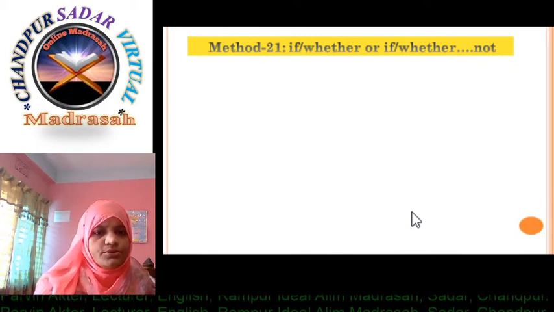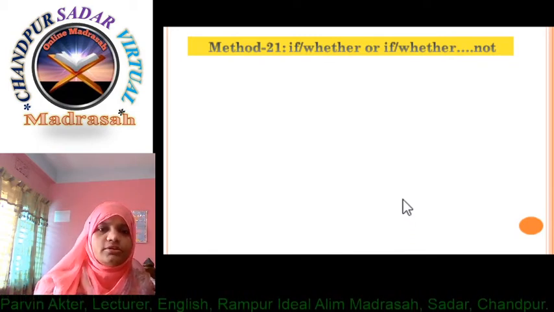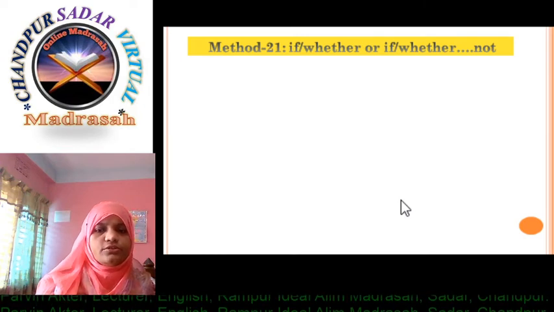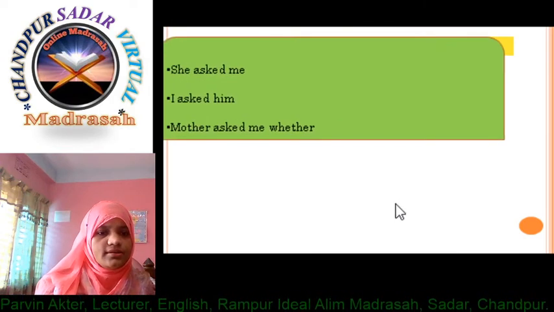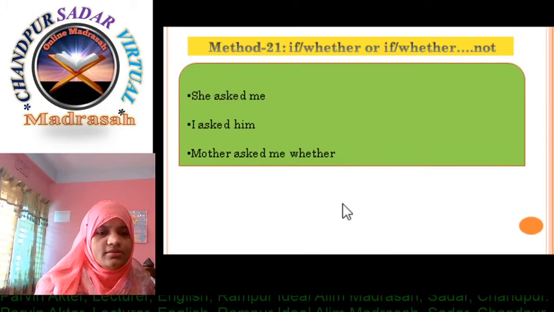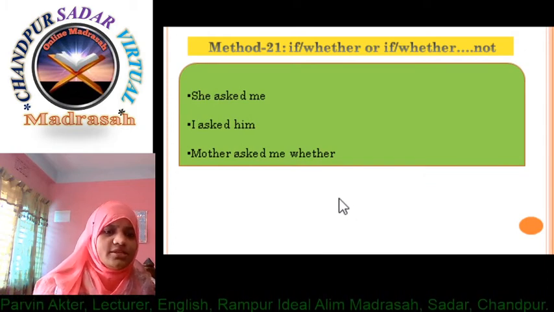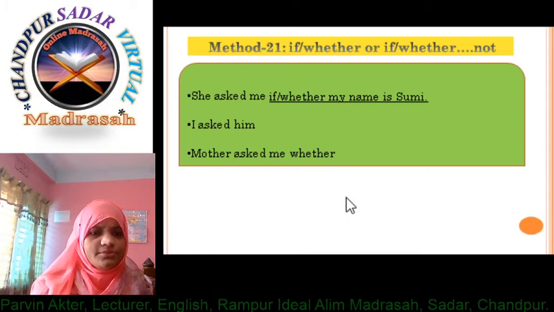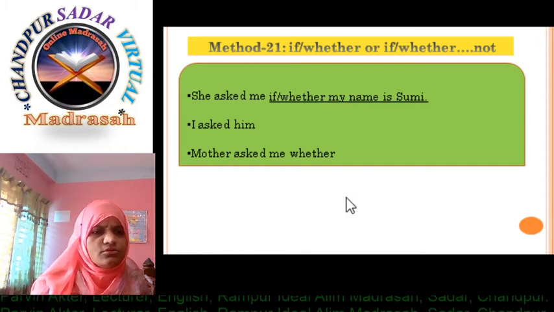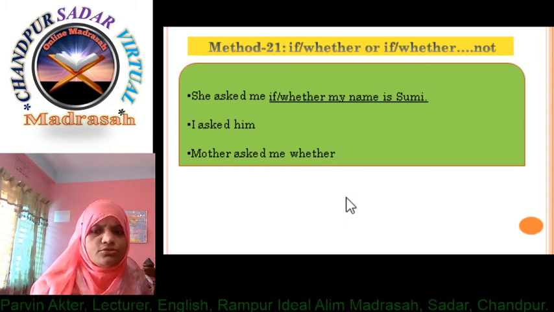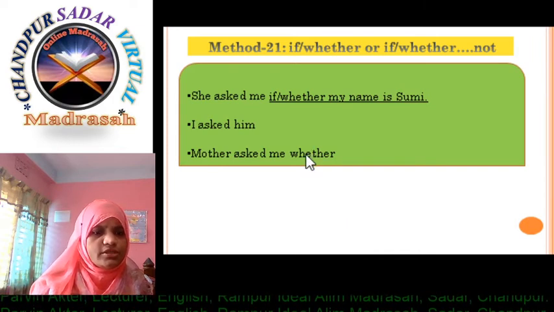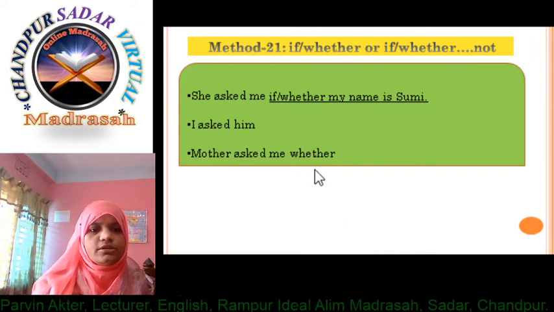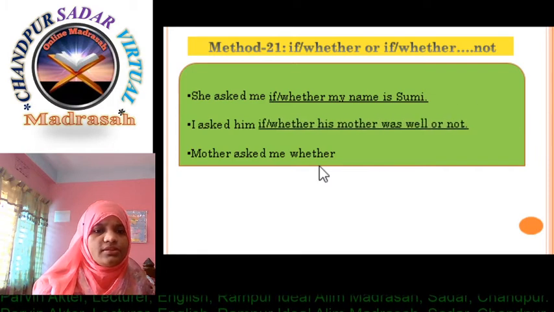Then method 21: if, whether, or whether not. Very interesting example: she asked me if or whether my name is Shumi. That means she does not know, she wants to know whether my name is Shumi or not. So he asked me if or whether my name is Shumi.